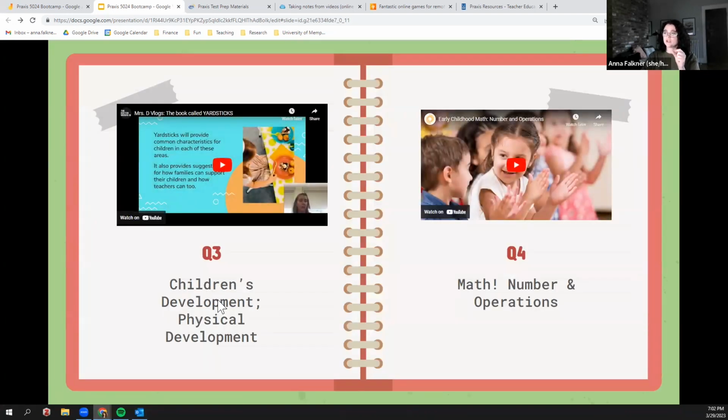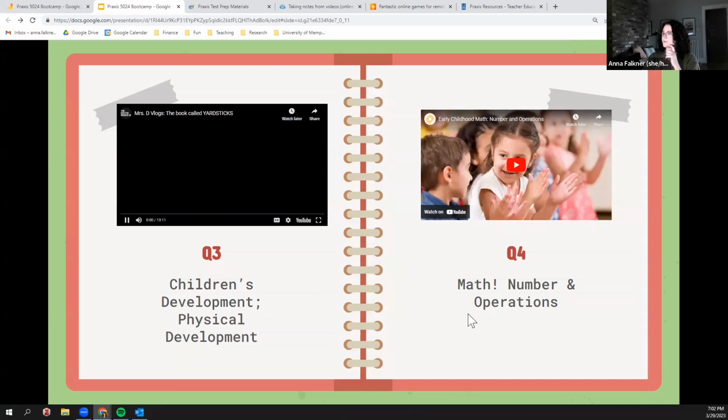If you're thinking about children's physical development, or the sequence of development, that one about the 6-year-old, check out this one around a book called Yardsticks, which is fantastic. And if the math one tripped you up, thinking about what kids would need before they could get that 0 to 9, then review number and operations.